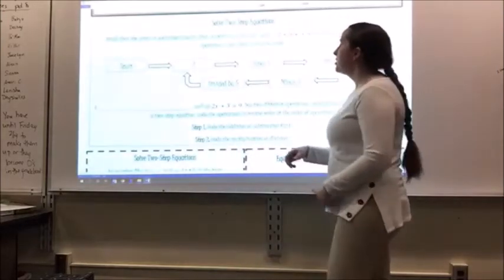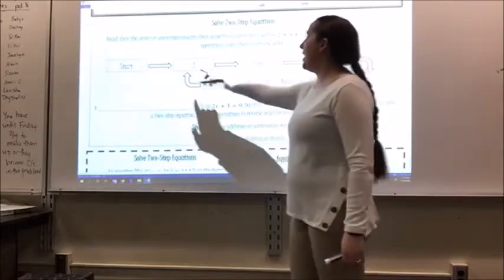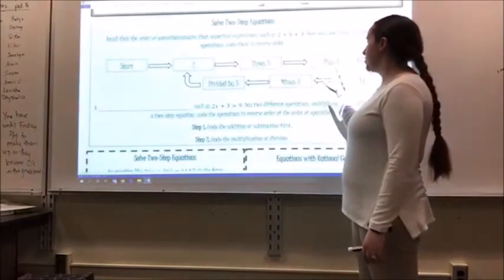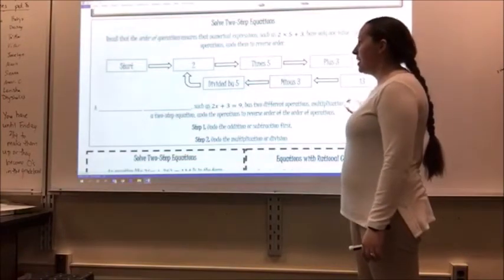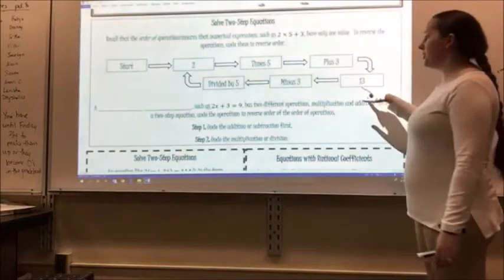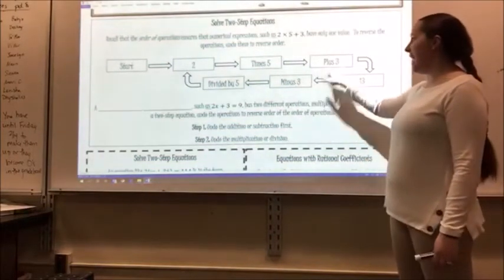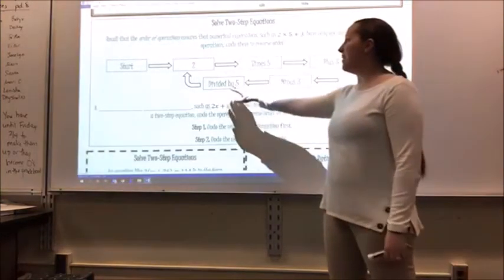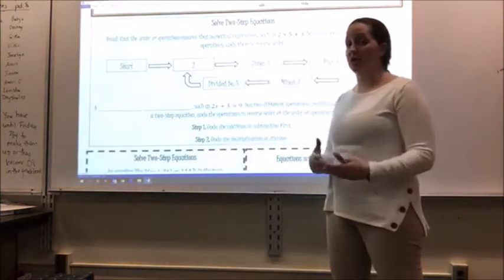Okay? So to start with, I have 2 times 5 plus 3, which equals 13. In order to get back to the start, from 13 I had to subtract 3 because I added it, plus 3 minus 3, and then I divide by 5, which will give me 2, which is my start value.